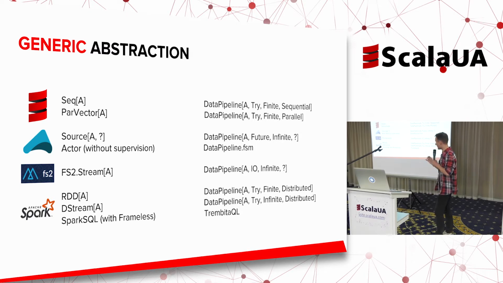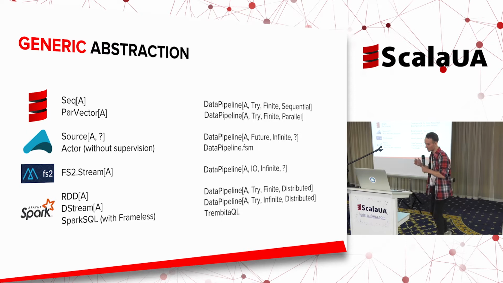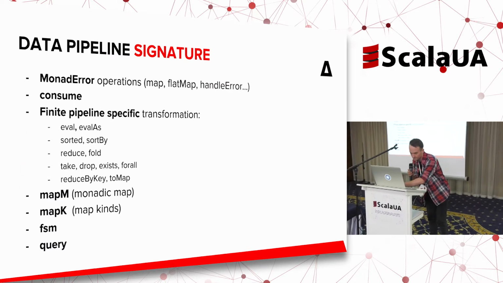So the main feature of Trembita is a generic abstraction for the most commonly used abstractions, like collections, streams, and RDDs.